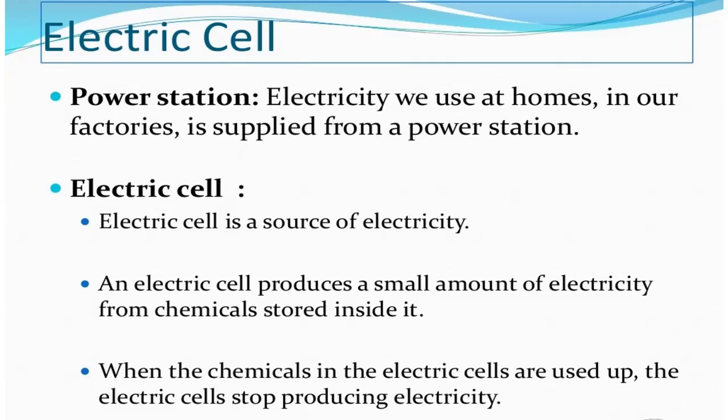An electric cell has a number of chemicals stored in it. The electric cell produces electricity from the chemicals stored inside it. When all the chemicals in the electric cell are used up, the electric cell stops producing electricity, and we replace it with a new one.